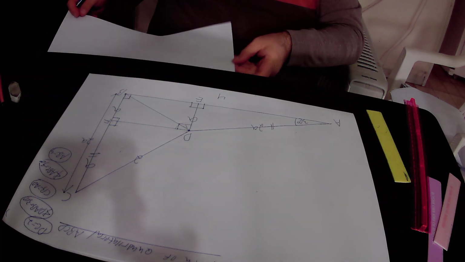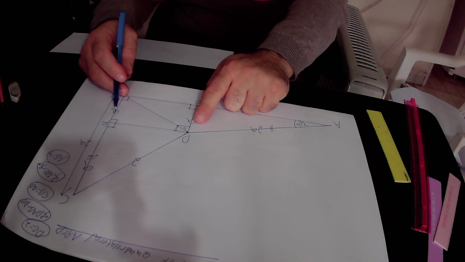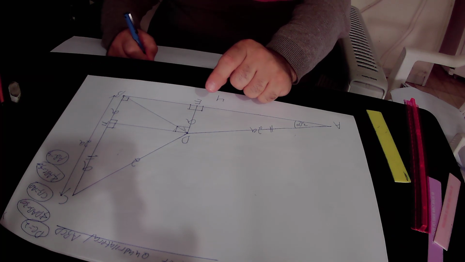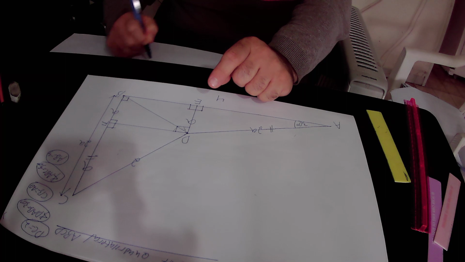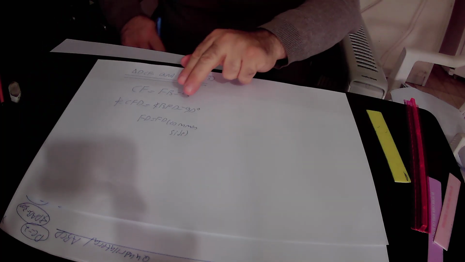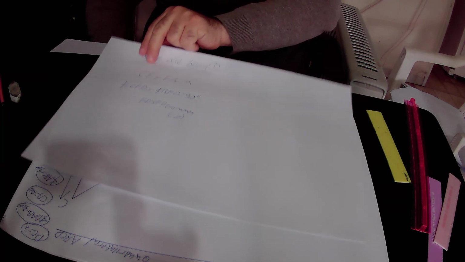And we also have a common side. FD is a common side, it belongs to both triangles, so we can write down that FD equals FD, equals itself. FD equals FD is a common side that belongs to both triangles.